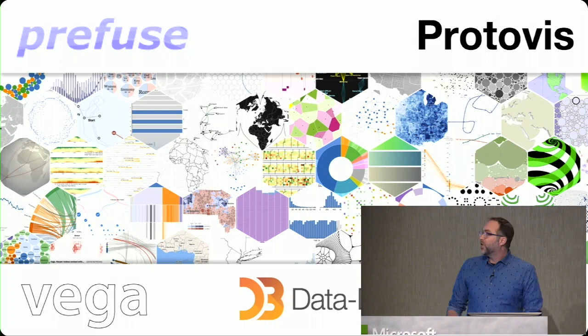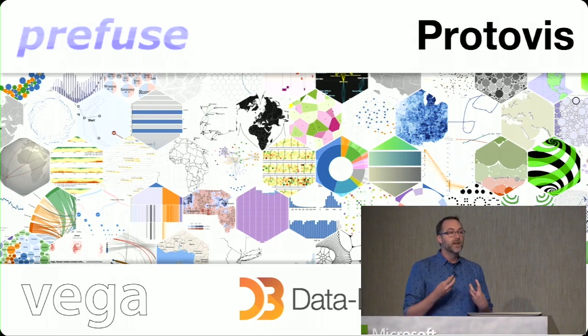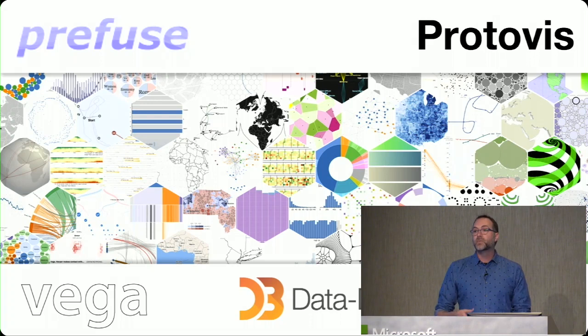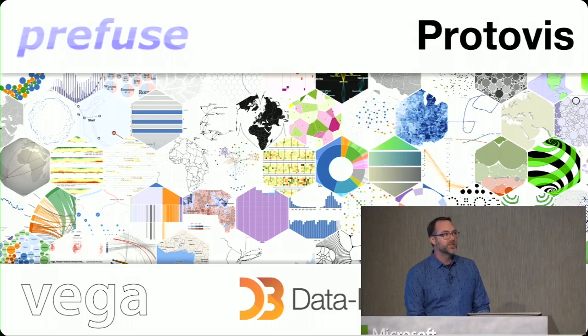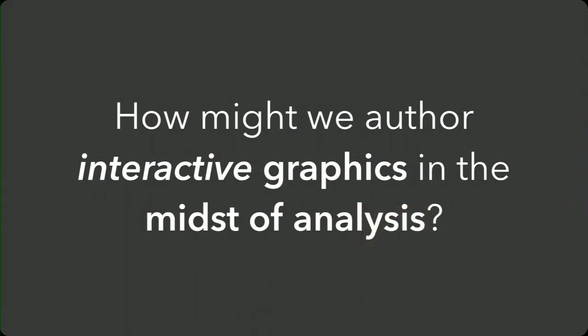And so one problem with all of these tools, if you've done much, for example, in the JavaScript world, is that they might be very powerful, but they're also very verbose. So they might be great for building very bespoke visualizations that you might find on the front page of the New York Times, but fairly unhelpful if you want to rapidly build a visualization for exploratory analysis. So one important question we might ask is, how do we author interactive graphics in a way that allows us to build not just static plots, but interactive exploration tools in the midst of analysis?